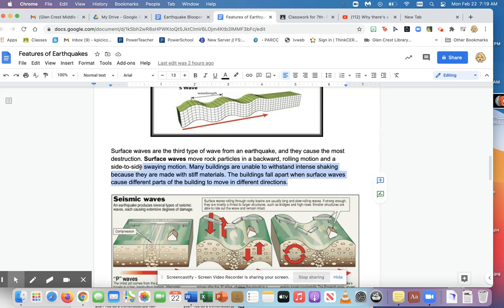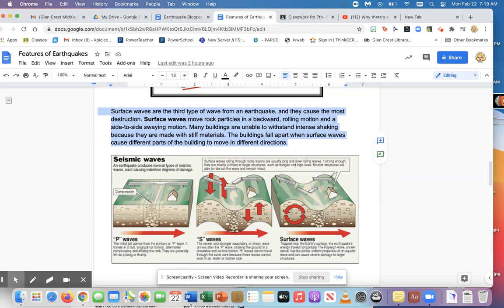Surface waves are the third type of wave from an earthquake, and they cause the most destruction. Surface waves move rock particles in a backward, rolling motion and a side to side swaying motion. Many buildings are unable to withstand intense shaking because they are made with stiff materials. The buildings fall apart when surface waves cause different parts of the building to move in different directions.